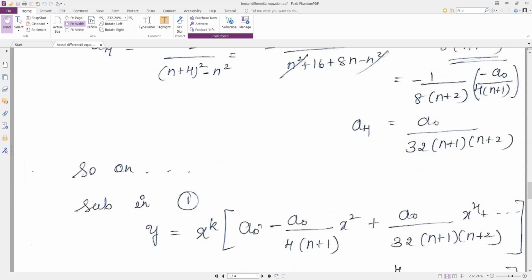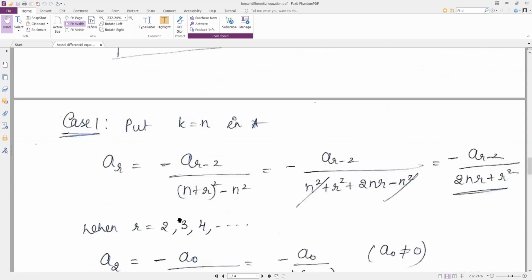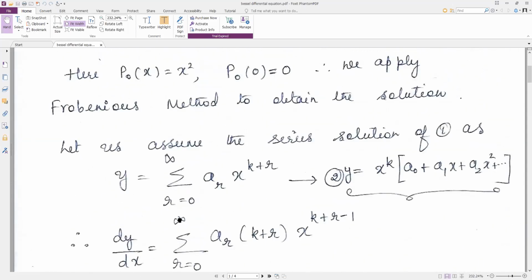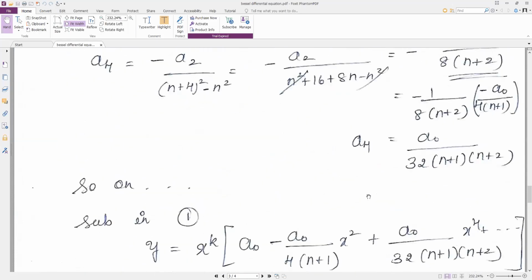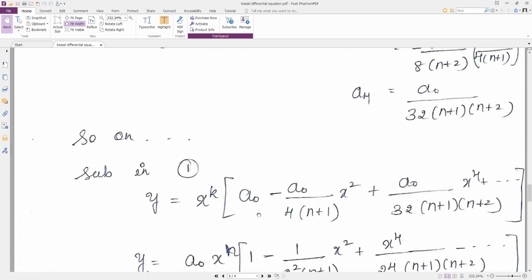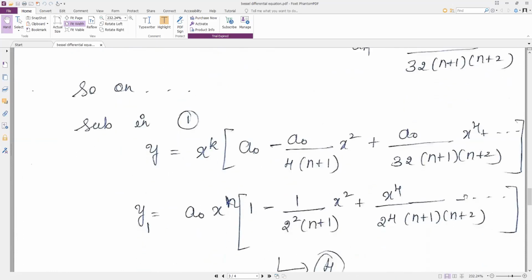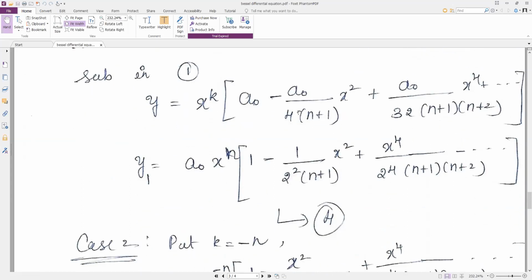You can calculate all the coefficients. Now let me substitute in the first equation. That is our assumption, right? This is a solution we have assumed. So let me put now y is equal to x to the power k. K we have taken as n, a0 minus a1 is 0, a2 we got this, a2 into x square, a3 is 0, a4 we got this, x to the power 4. So a0 is common, you take out, 4 can be written as 2 square, 32 can be written as 2 to the power 5, okay, 2 to the power 5, not 2 to the power 4, it is 2 to the power 5.